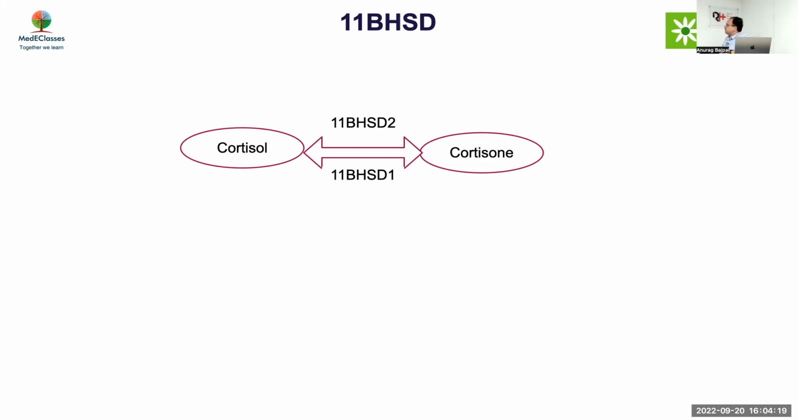So 11 beta HSD1 is a bidirectional enzyme, with a higher Km. Its main role is to potentiate the cortisol effect. But if you have too much, it will work like a safety valve. 11 beta HSD2 is mainly to protect. So it will kill any cortisol in a mineralocorticoid responsive tissue. It has a very low Km in that perspective.